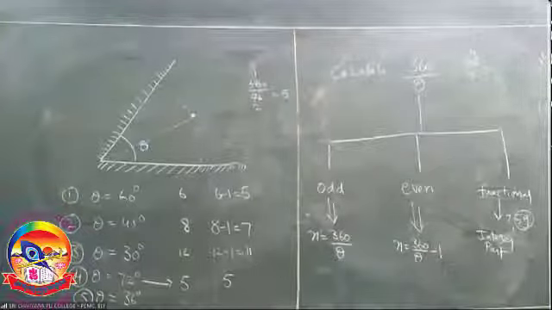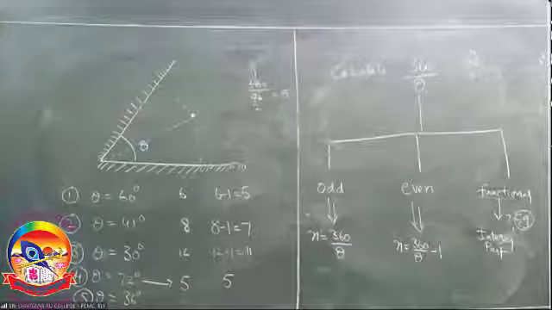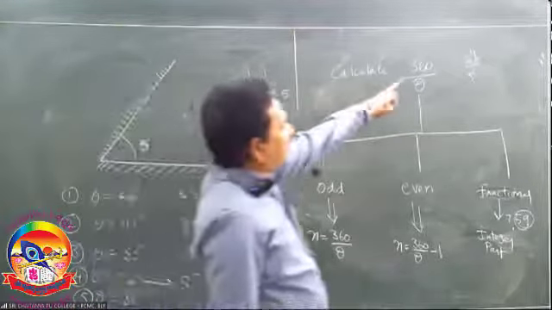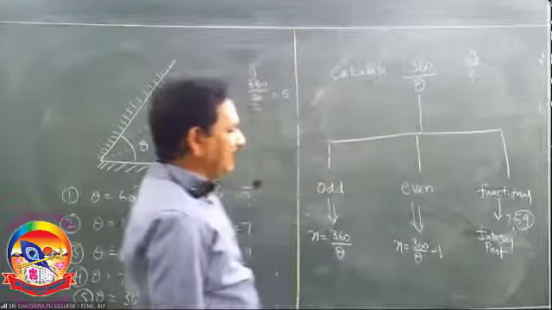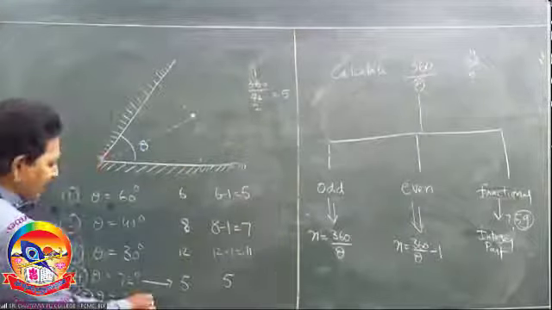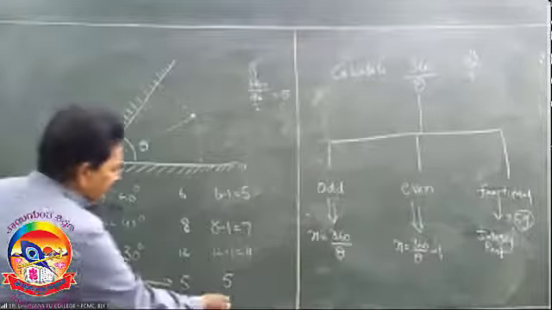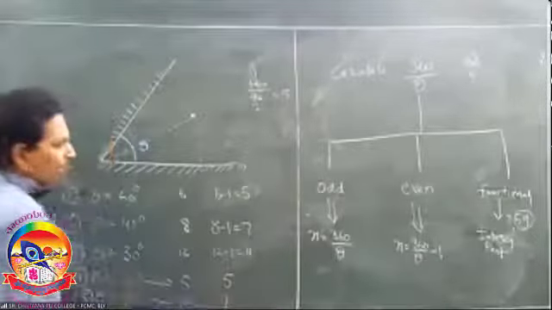Last one. 360 by 36. 360 by 36 means how much we will get? 10. If it is 10, odd or even? That is equal to even. 10 minus 1 is equal to 9.